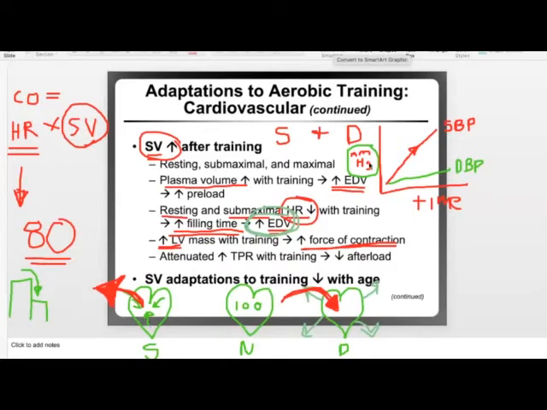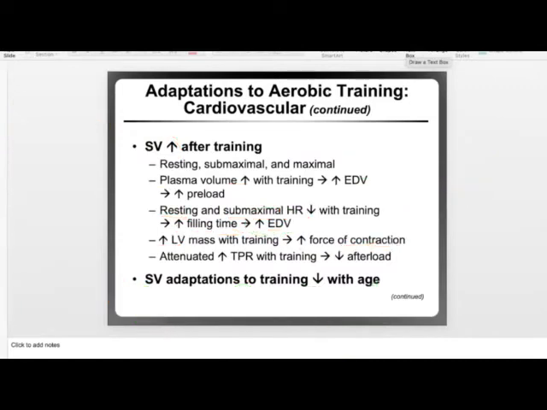So with training, your systolic blood pressure can increase because of the increased force of contraction, but the diastolic blood pressure can stay the same. And for really well-trained individuals, the diastolic blood pressure can actually drop 5 or 10% to make sure that you can increase the amount of end diastolic volume. Anybody have any questions?